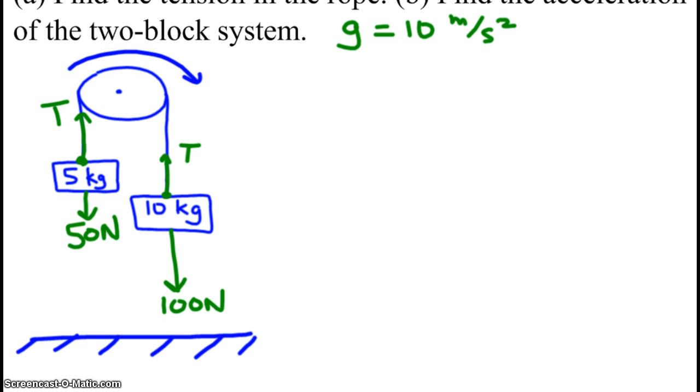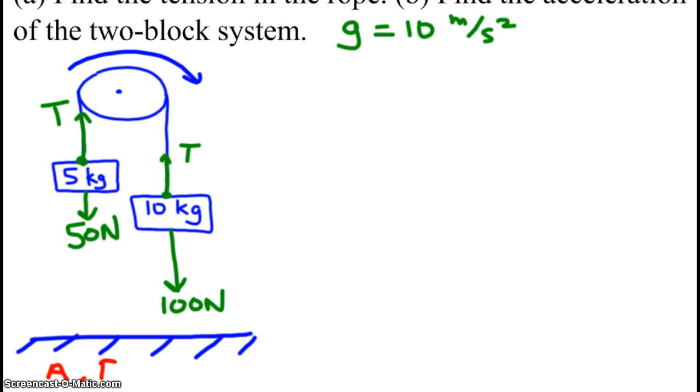This is the picture. In fact, as we'll see, the tension is going to be less than 100, so this arrow should be a little shorter than this arrow. Because of that, the block is going to accelerate down, and this one on the left will accelerate up. Now that we've drawn our forces, that's step A. Step A is draw the forces on the two blocks.